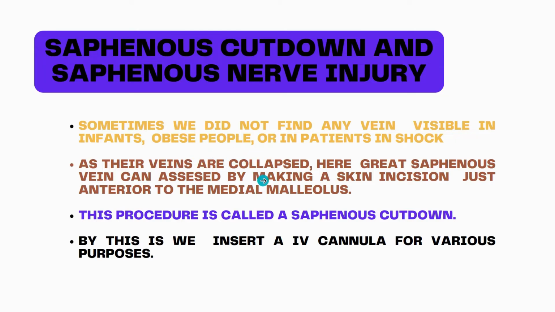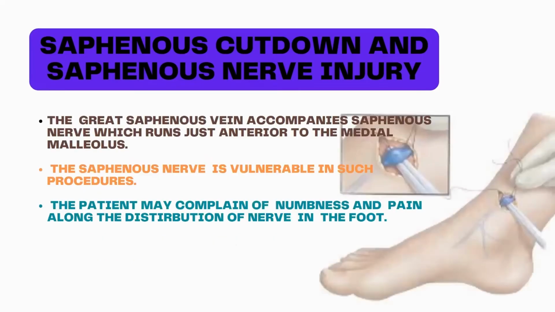Here, the great saphenous vein can be accessed by making a skin incision just anterior to the medial malleolus. This procedure is called a saphenous cutdown. By this, we insert an IV cannula for various purposes in the great saphenous vein. And the great saphenous vein is accompanied by the saphenous nerve, which runs just anterior to the medial malleolus. In this procedure, the saphenous nerve is vulnerable. And if the nerve gets damaged, the patient may complain of numbness and pain along the distribution of the nerve in the foot.